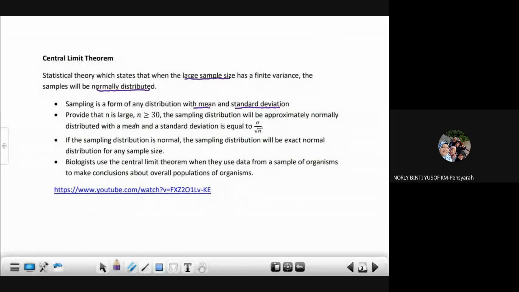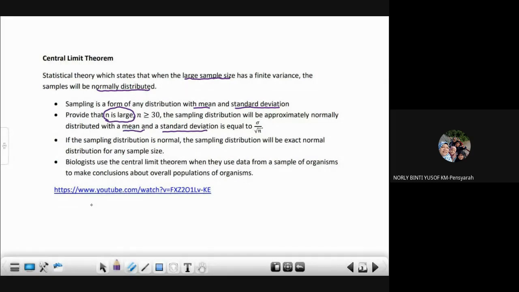So provided that n is large, for example n greater or equal to 30, the sampling distribution will be approximately normally distributed with the mean and standard deviation. Sama juga kalau ada sampling distribution is normal. Maksudnya you ambil sample, ada n lah kan. So dia ada similarity dekat binomial, sebab binomial pun ada 2 parameter. So sampling distribution will be exact to normal distribution for any sample size.